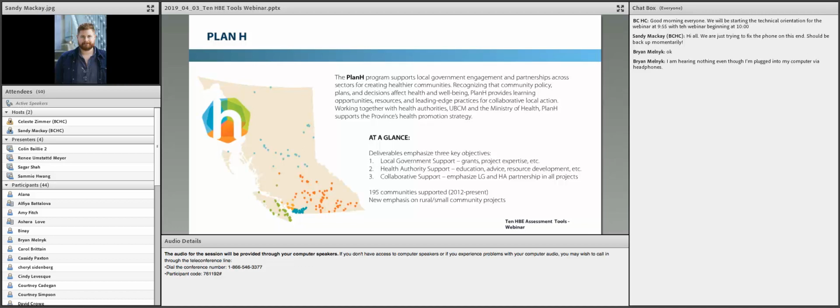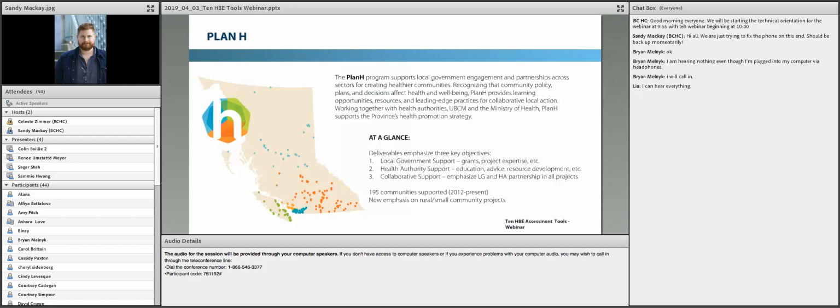Our deliverables emphasize three key objectives. First, local government support, including grants and project expertise. Second, health authority support, including education, advice, and resource development. And finally, collaborative support, which emphasizes local government and health authority partnerships in all projects.